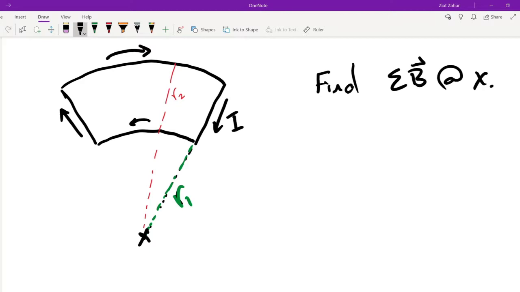Let me go ahead and color code: the green wire with green radius and the red wire with red radius. Now, the magnetic field from the sides are zero. Can someone tell us why the magnetic field from the sides are zero? Chat. Why is it zero? Yeah, that's because the wire and the point in question are parallel, and remember that cross product is sine, so when you're parallel, you get zero.